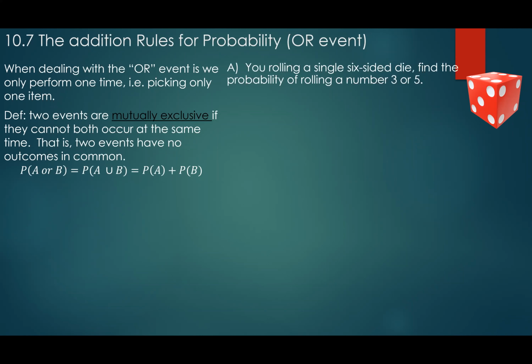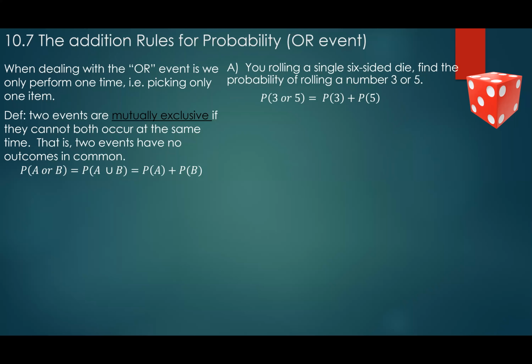Because as you can see, my dice either contains number 3 or number 5. There's no way that number 3 and number 5 land at the same time, right? So this item here, they are mutually exclusive. And if they are mutually exclusive, all we need to do is find the probability of a 3 plus the probability of a 5.